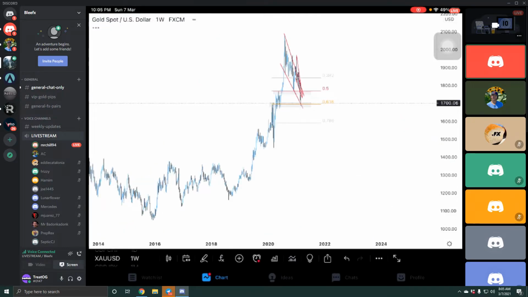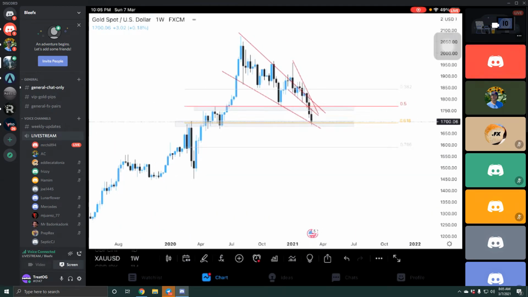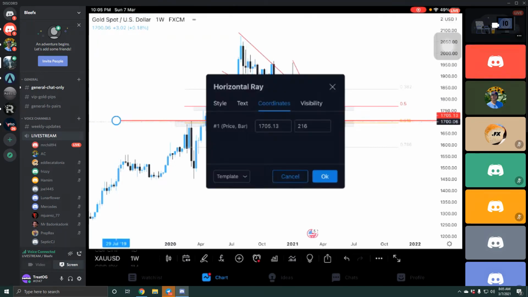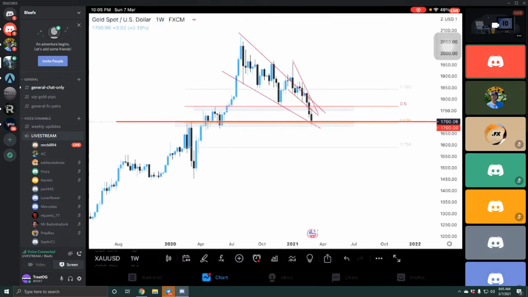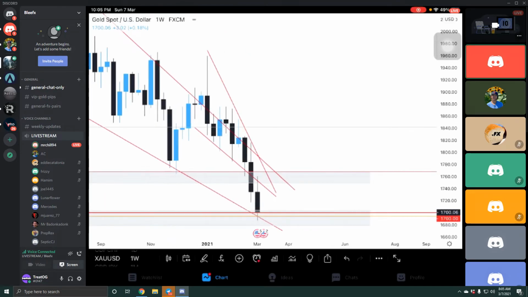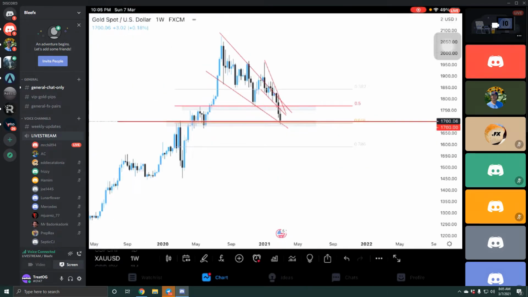Weekly, same thing. It retested the key level, and the most important and most interesting thing is that price does not break 1700, the psychological level. It does not break it. That means it's still holding it. And look at where price is: above it, with a weak downside.